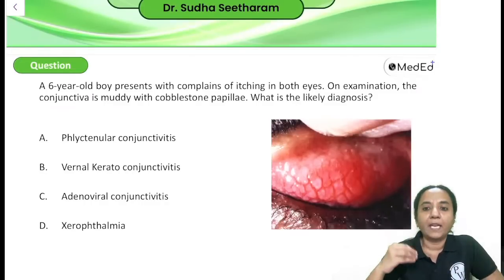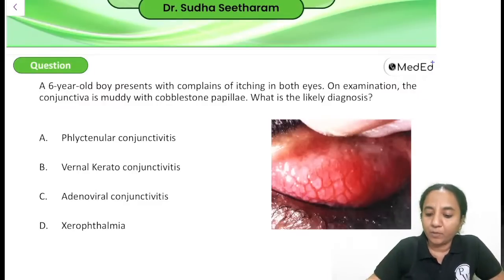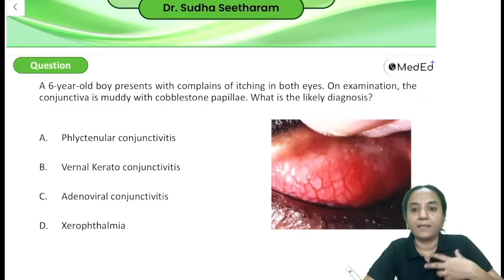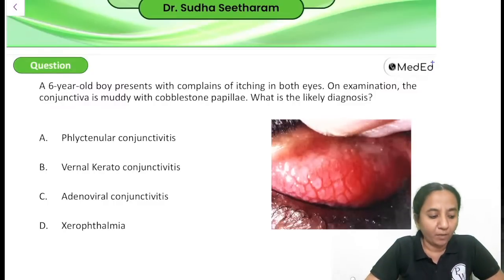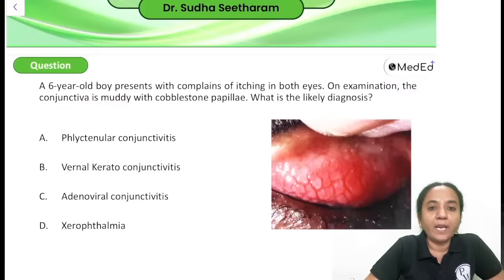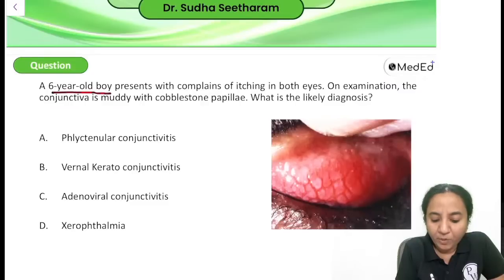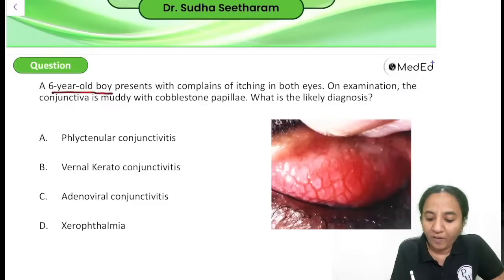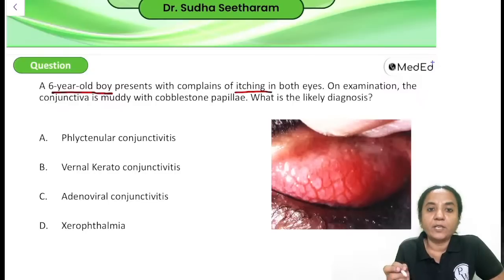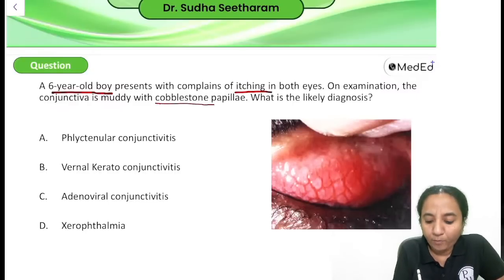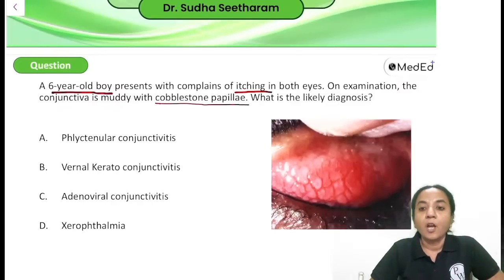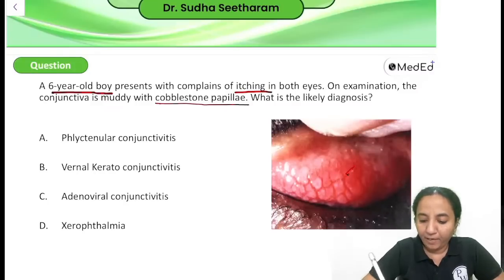But it's not just about the answer actually, because most of you will know the answers. It's about knowing the relevant associated things so that it becomes a discussion of the PYT rather than just the PYQ. So see, a 6-year-old boy presents with complaint of itching in both the eyes. So see, a boy between say 5 to 15 years of age, the main complaint is itching. On examination, the conjunctiva is muddy and we have cobblestone papillae, and this is the appearance. What is this appearance? This is a picture of the everted upper lid, right? And in the everted upper lid, we are able to see these kind of flat topped elevations.